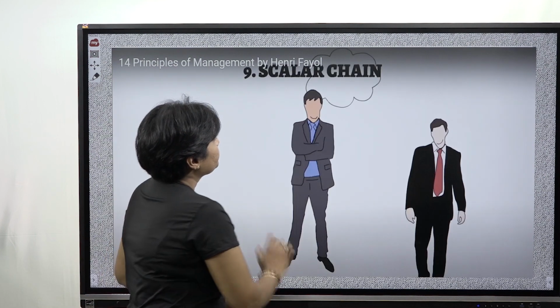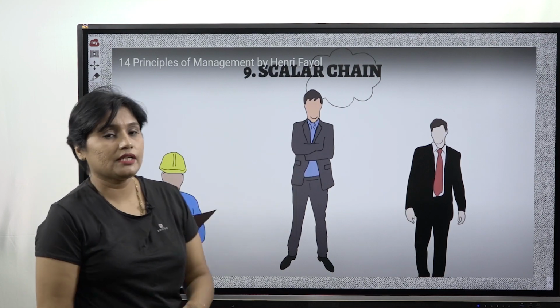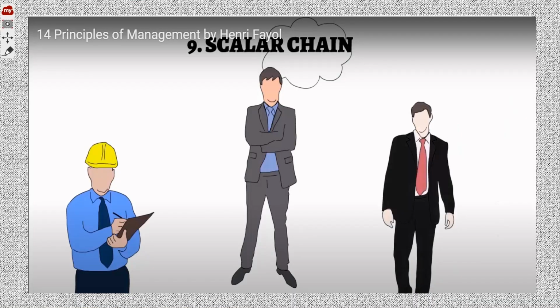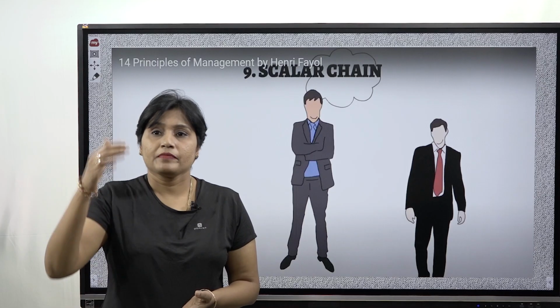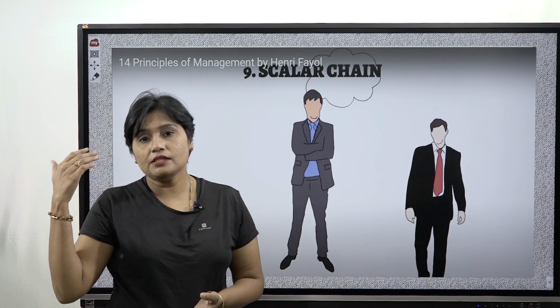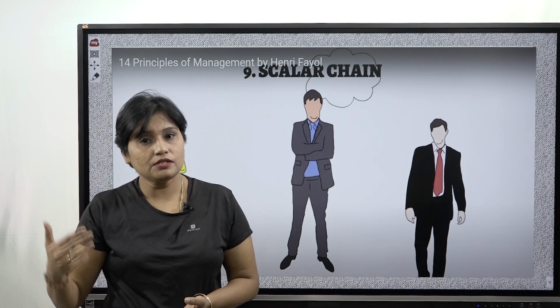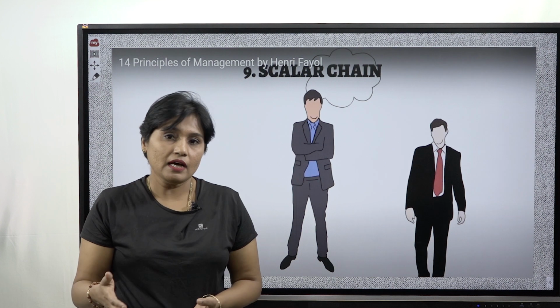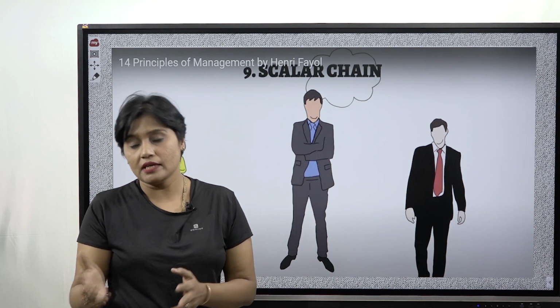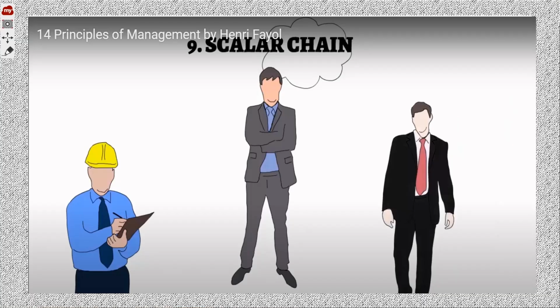Now, next point. We have scalar chain. Scalar chain means, in any organization, you can find a hierarchy right from top level to bottom level, in the sense you have CEOs, then general managers, deputy general managers, managers, employees. So, this is one hierarchy and it will vary from organization to organization. Now, what is scalar chain?